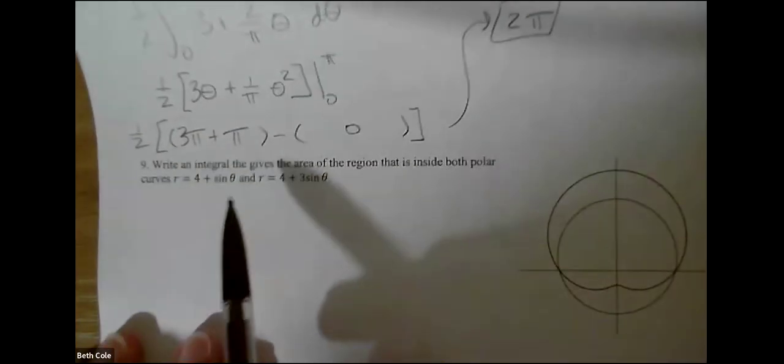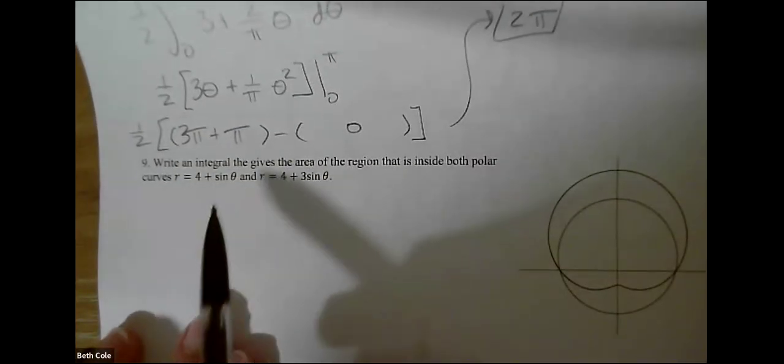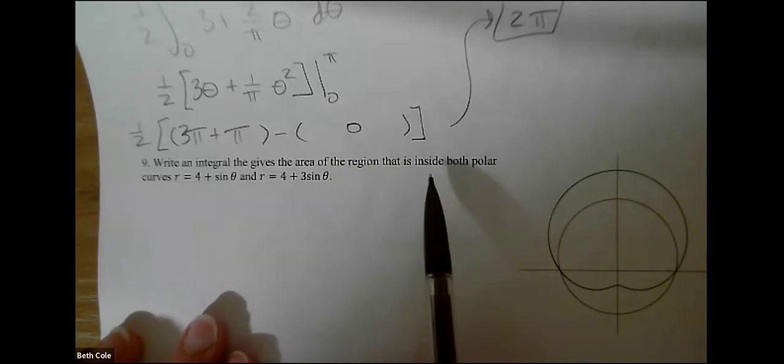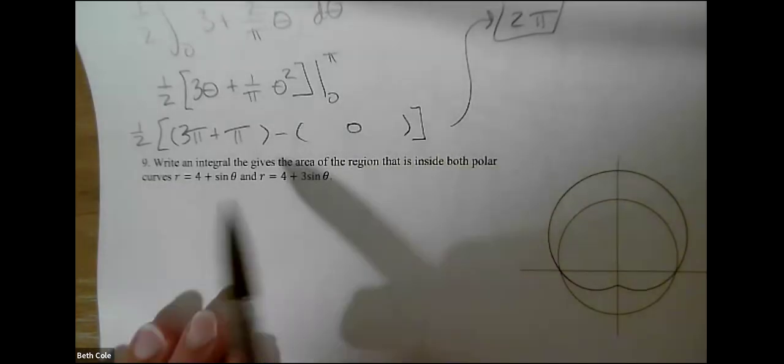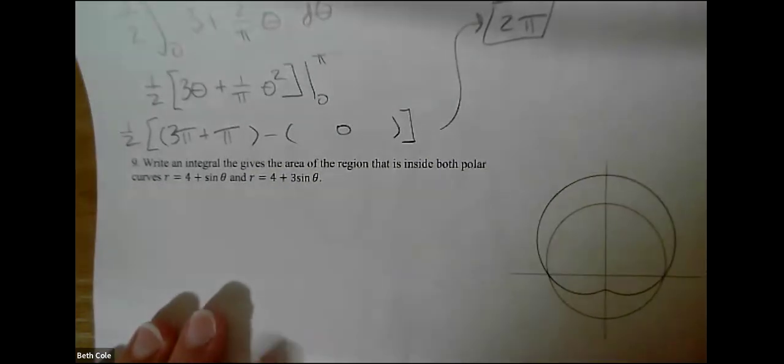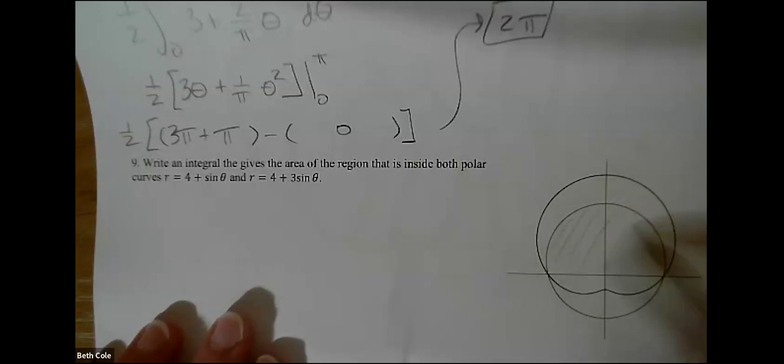All right, write an integral. So we're going to not actually find the whole answer, but just write the integral that gives the area of the region inside both of these. And then they give you 2 equations. So we want this part right here.